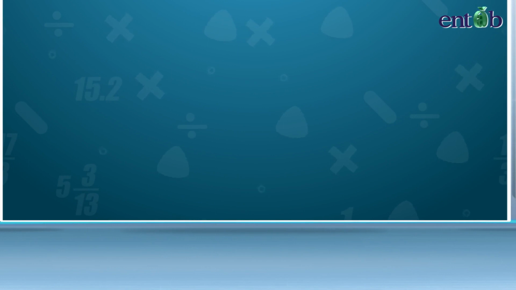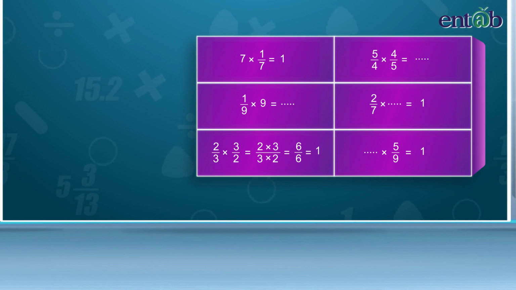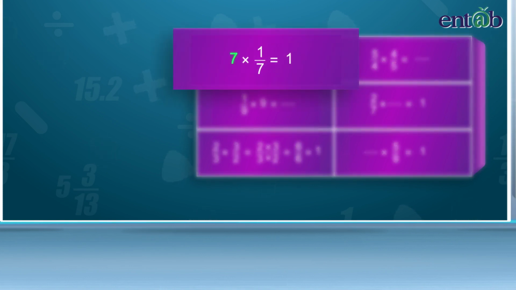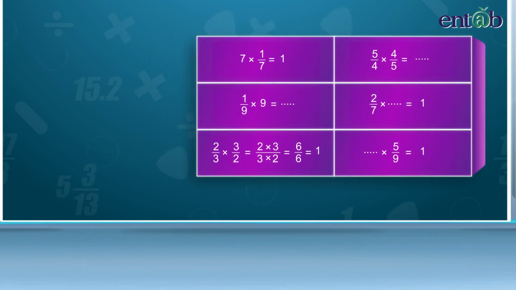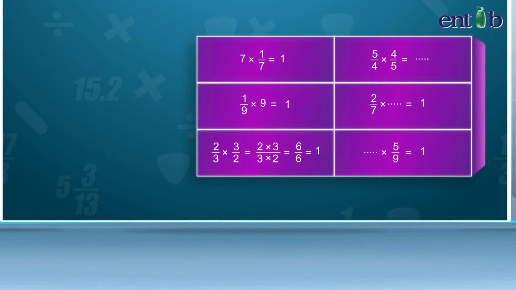Let us try to understand what we get when we multiply a number and its reciprocal with the help of this table. Note that the product of 7 and 1/7 is 1 and they are reciprocals of each other. So, what is the product of 1/9 and 9? Since 9 and 1/9 are reciprocals of each other, therefore, their product is 1. Now, try to solve for the other blanks and check your answers with the ones shown here.